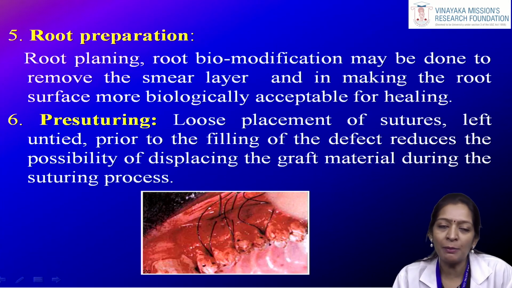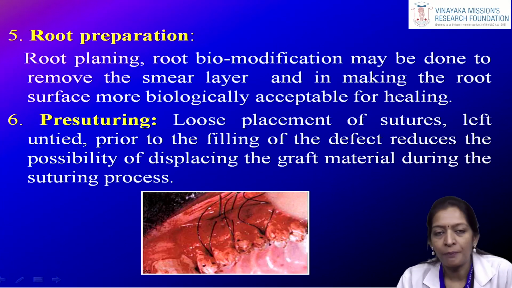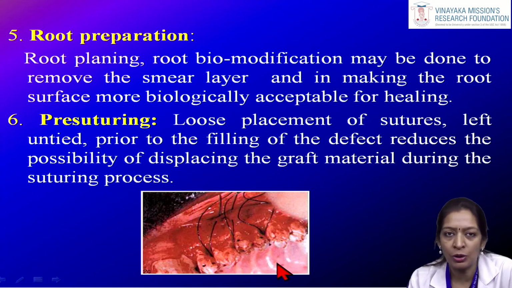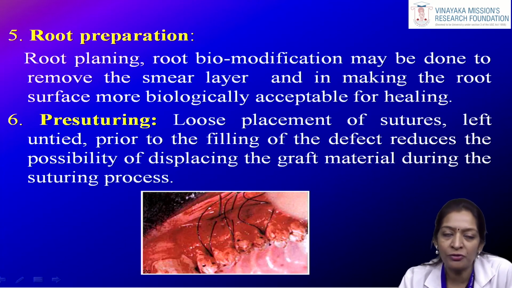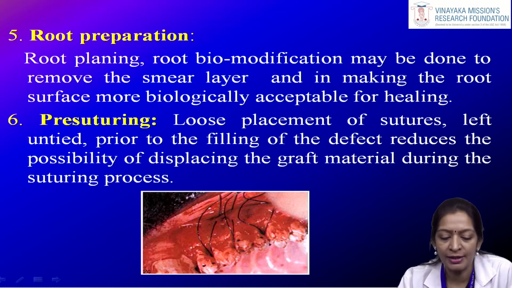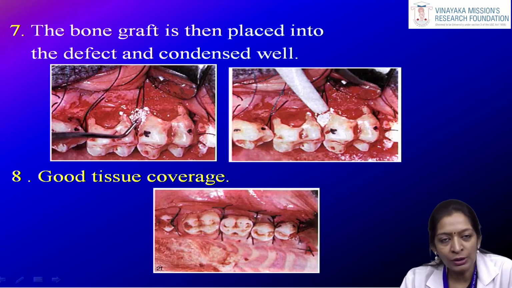Now coming to the placement of the bone grafts. Before the placement of the bone grafts, pre-suturing has to be done, because once you place a bone graft and then go for suturing, there is a possibility of dislodgement of the bone grafts. So we should not place the bone grafts and then go for suturing. First, pre-suturing, that is, loose placement of sutures which are left untied prior to the filling of the defect, is very, very essential.